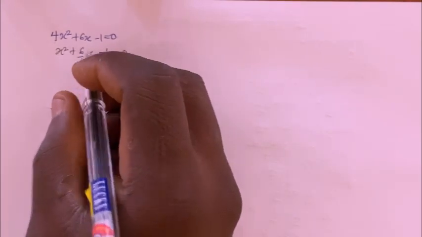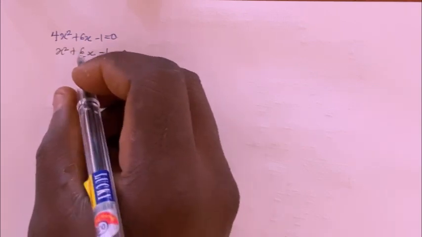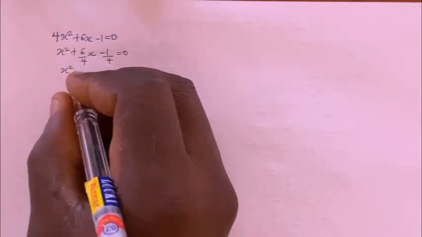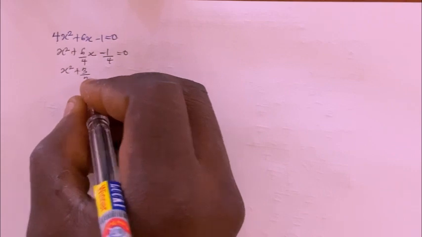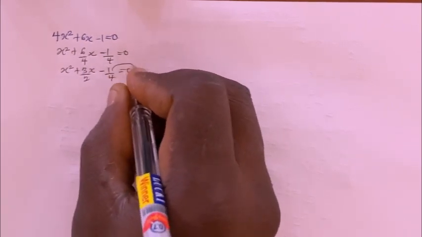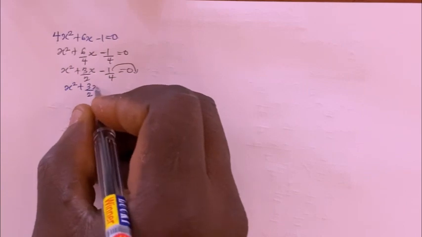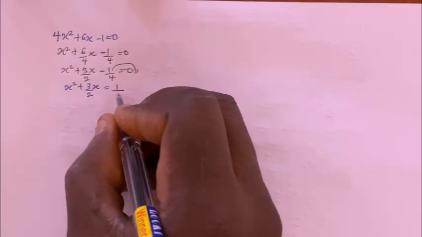Then I can reduce this to its simplest form. I'm going to have x squared plus 3 divided by 2x minus 1 divided by 4 equals 0. Then I will simply bring this to the other side. So I'm going to have x squared plus 3 divided by 2x equals 1 divided by 4.